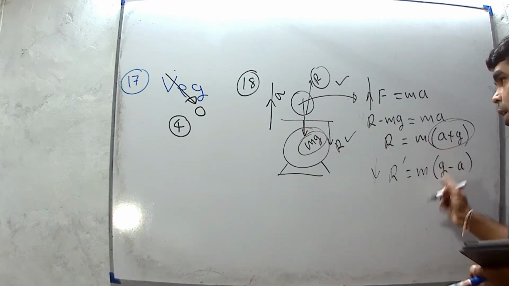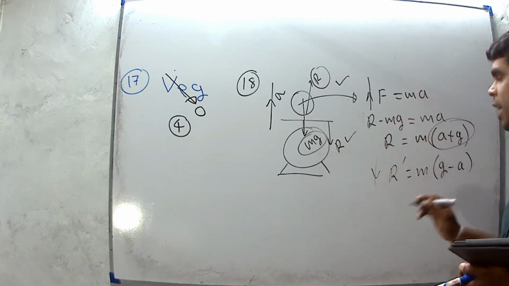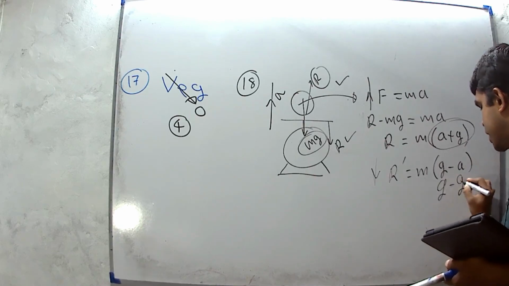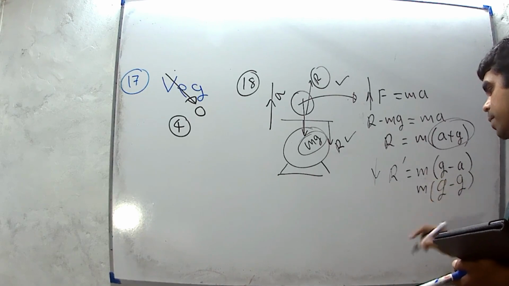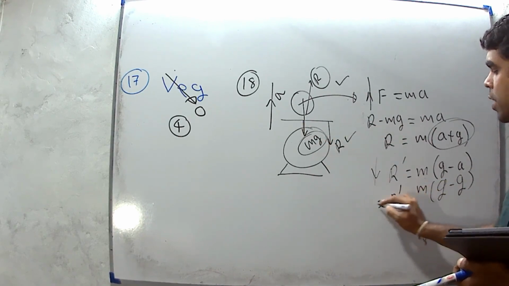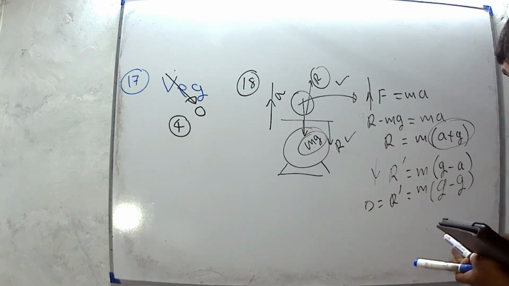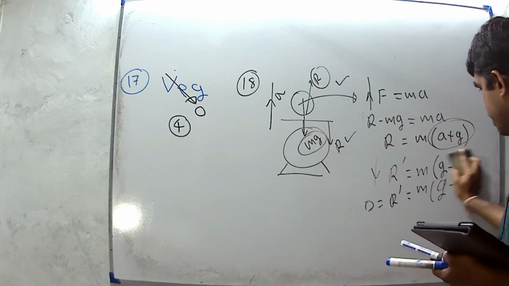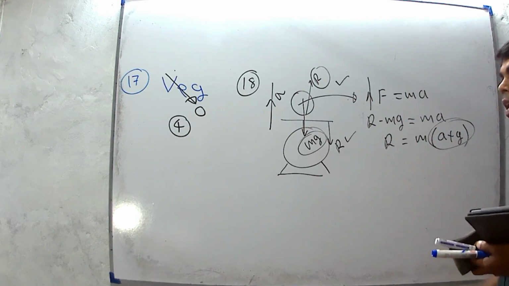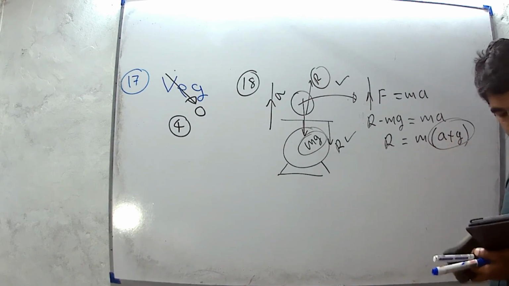Now, in the 17th question, they have given that falling acceleration is equal to gravitational acceleration, free falling. Then g minus g, the apparent weight of the object should be 0. R dash should be 0. g minus g is 0. Now, for this situation, we have to consider the resultant acceleration a plus g.